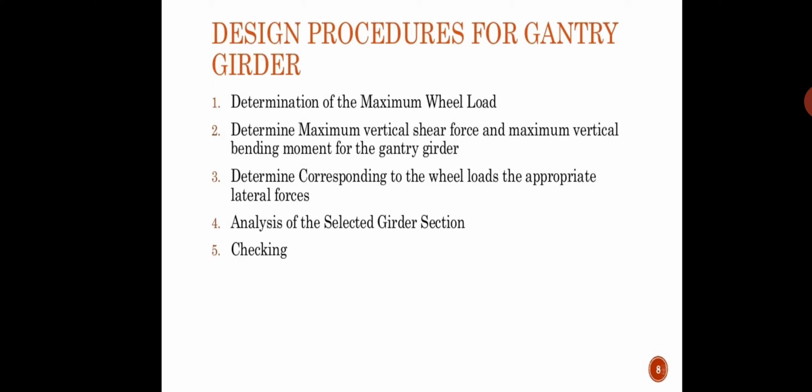First of all, determination of the maximum wheel load. We can identify the maximum wheel load based on the gantry girder. Then, the maximum vertical shear force and maximum vertical bending moment for the gantry girder, for which we draw the shear force and bending moment diagrams. Third, determine the corresponding wheel loads and appropriate lateral force also. Fourth, analysis and selection of the gantry girder. And fifth, checking the criteria to see whether our selected gantry girder is okay or not.